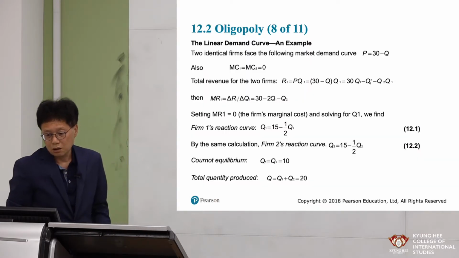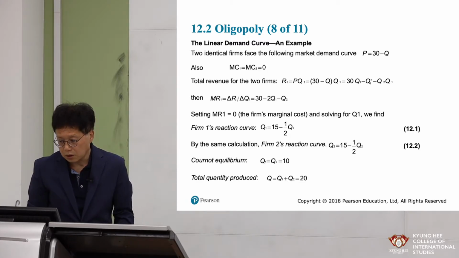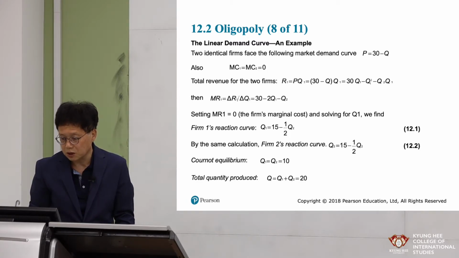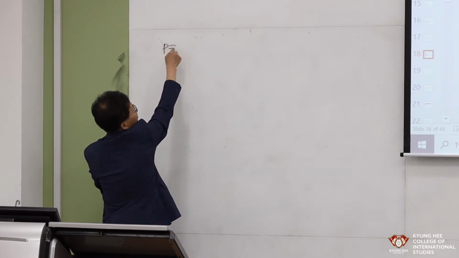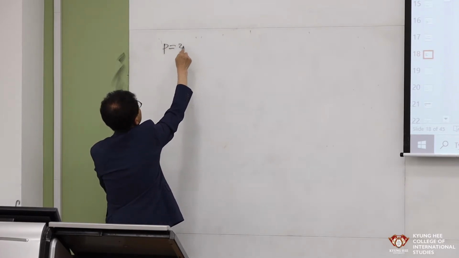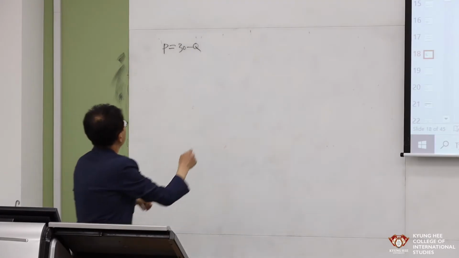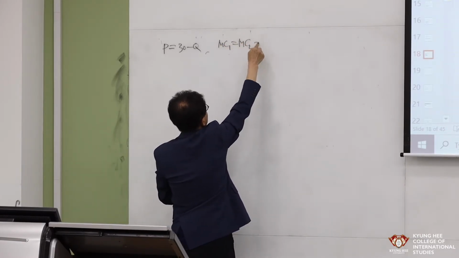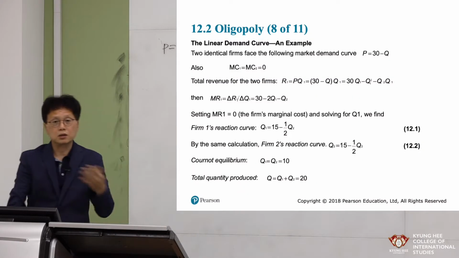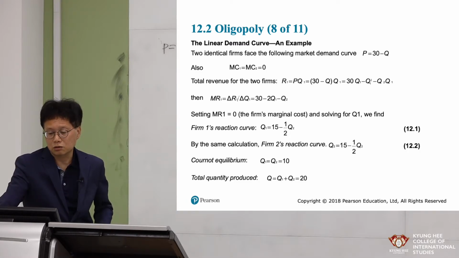Now, example, slide number 18, linear demand curve example. Two identical firms face a market demand curve like this. Market demand curve is price equal to 30 minus Q, right? Also, marginal cost of firm 1 equals marginal cost of firm 2 equals 0. No marginal cost, for example, simply talking. Okay, constant and equal to 0.